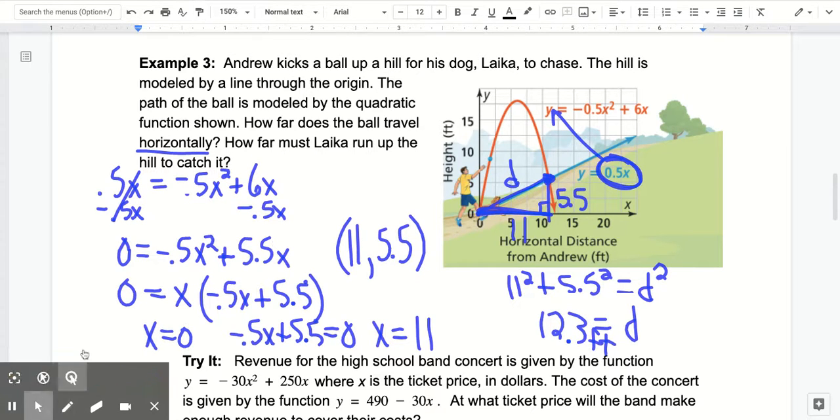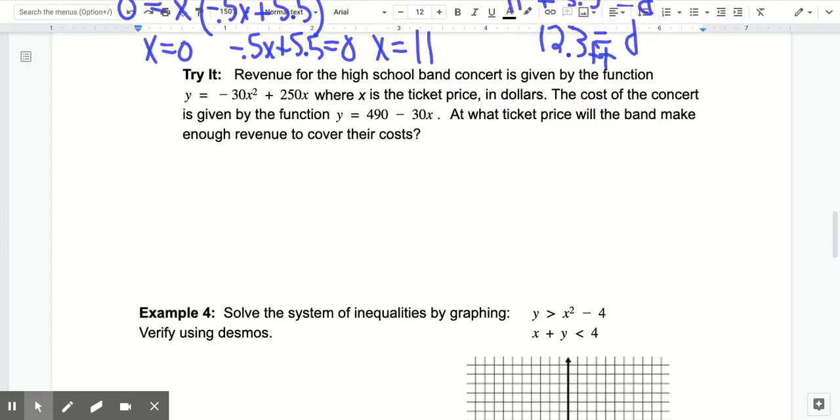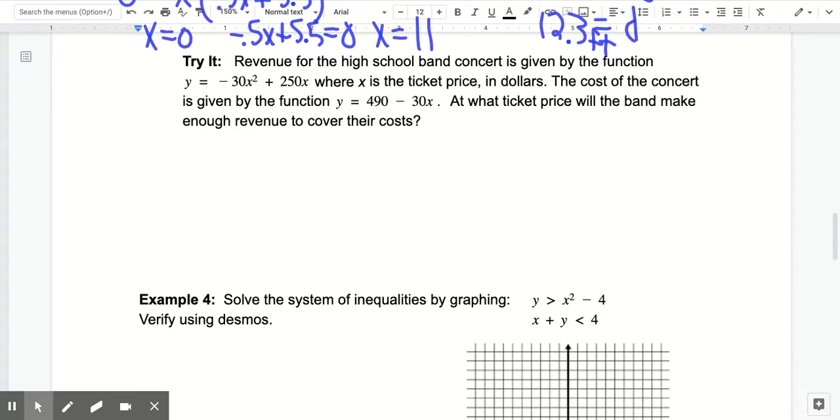All right, let's try another one. Revenue for one high school band concert is given by the function y equals negative 30x squared plus 250x. x is the ticket price in dollars. The cost of the concert is given by this other function, 490 minus 30x. At what ticket price will the band make enough revenue to cover their cost? So this is asking us at what ticket price does their revenue, the amount of money coming in, equal the cost going out? They want to break even.